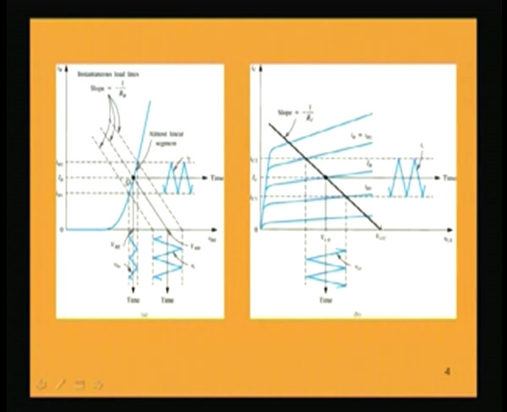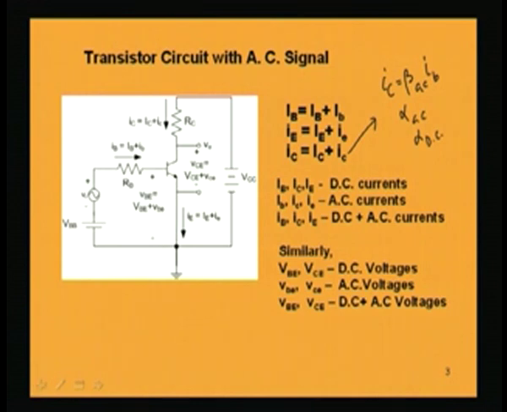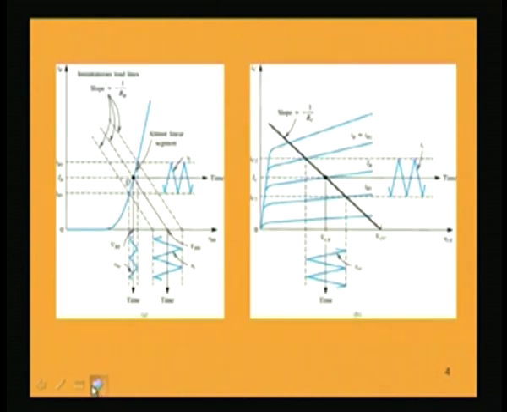Now, we are applying a small signal. Due to this small signal at the input, another current flows in the circuit which is purely AC. That current is denoted by small i_b for the base, and the corresponding current in the collector, which is purely AC, is small i_c, which is equal to beta, the AC beta, times small i_b.